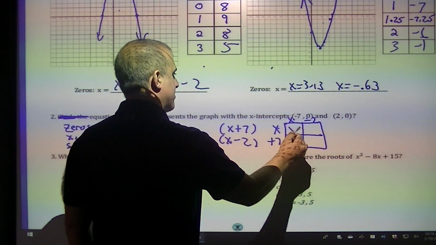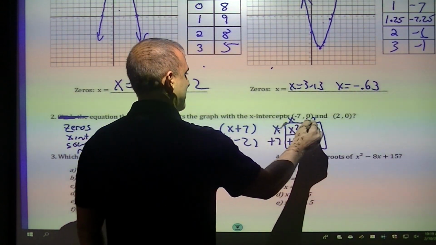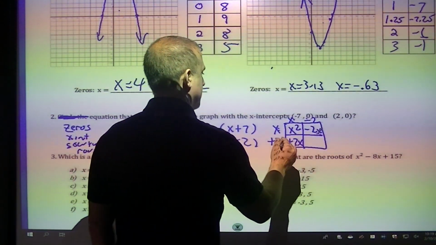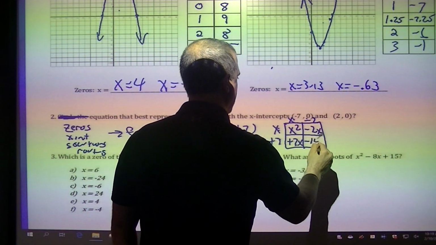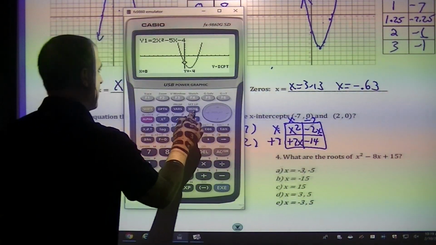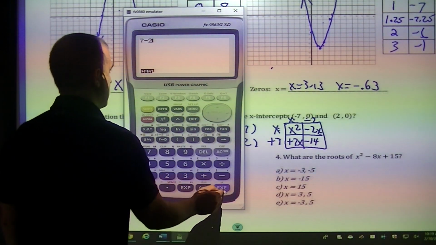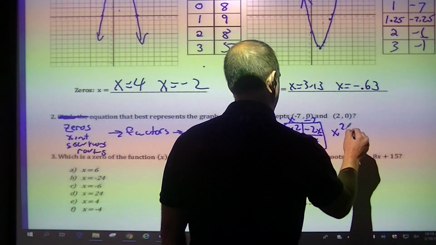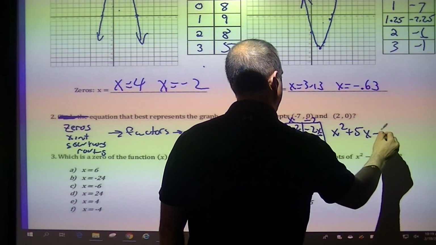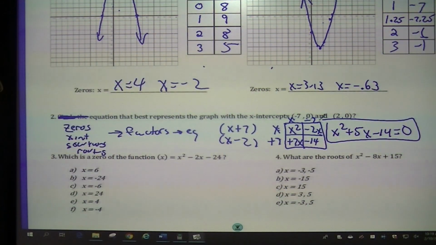X times x will be x squared. X times 7 would be 7x. X times -2 would be -2x. 7 times -2 would be -14. Okay? So the only terms that are allowed to combine are those diagonal terms. Okay? So I got 7 minus 2. It's going to be 5. So x squared plus 5x minus 14 equals 0. Okay? All right, don't forget the equals 0.